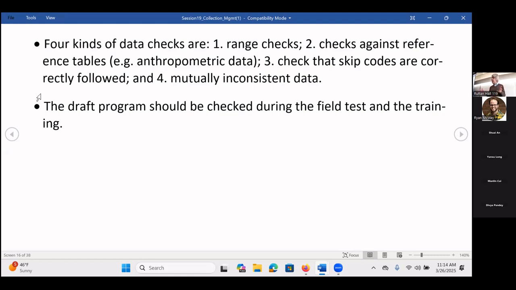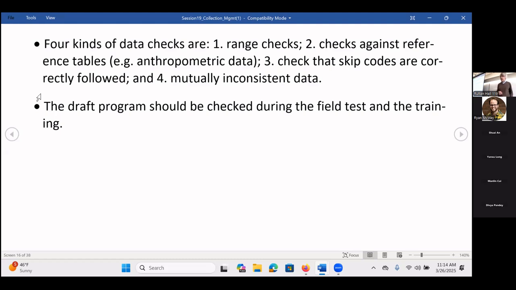And then in many questionnaires, you have skip codes, where if you answer no to one question, you skip a few questions and go on to something else that's relevant. And you can check whether the skip codes have actually been followed or not. You can build that in automatically into the software if you're doing the data entry in person. But sometimes there's a reason not to follow the skip code, so you allow the interviewer to override it because of some unforeseen thing. And then mutually inconsistent data, which I've talked about already, like age and years of schooling may not make sense, and so forth.